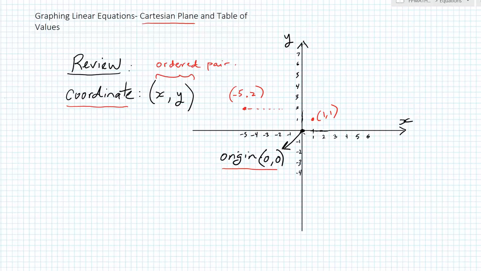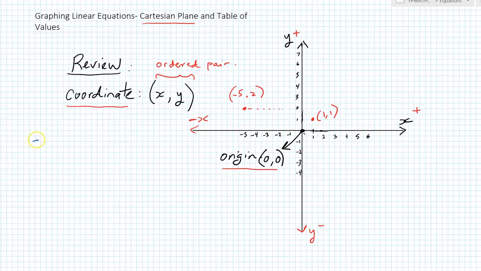Great. All right, now remember that on a horizontal line, the right hand side is positive value, the left hand side is negative value for x, the up is positive value for y, down is negative value for y.